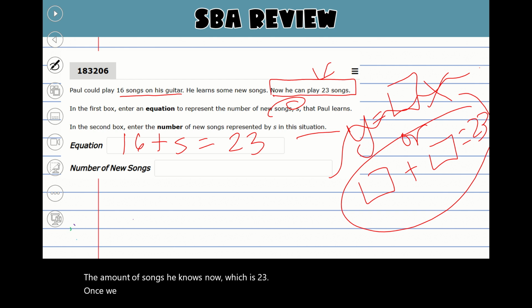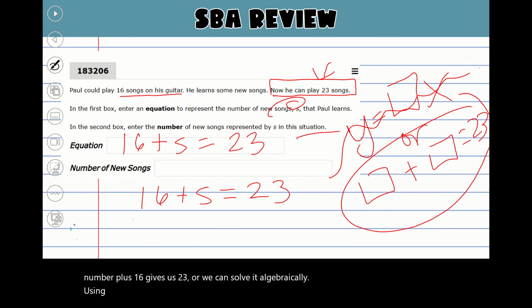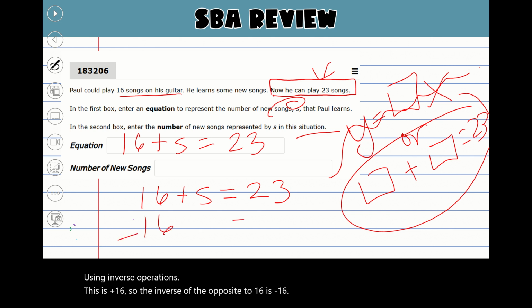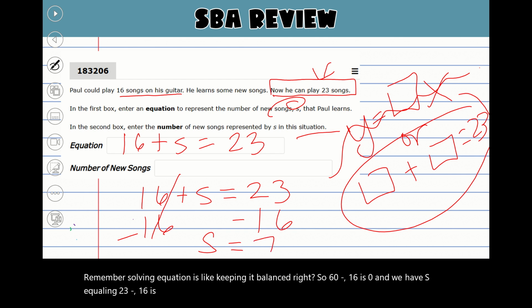Once we have our one-step equation, we can solve this in two different ways. We can say what number plus 16 gives us 23, or we can solve it algebraically using inverse operations. This is positive 16, so the inverse, the opposite of 16, is negative 16. Remember, solving an equation is like keeping it balanced, right? So 16 minus 16 is 0, and we have S equaling 23 minus 16, which is 7. So the number of new songs he learned was 7 new songs.